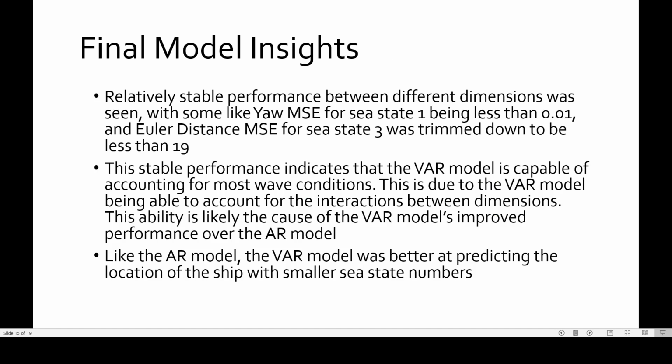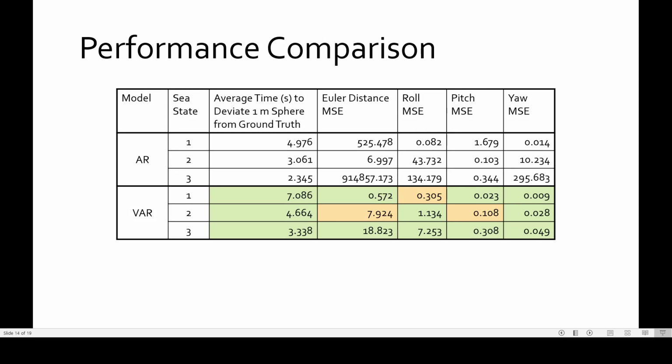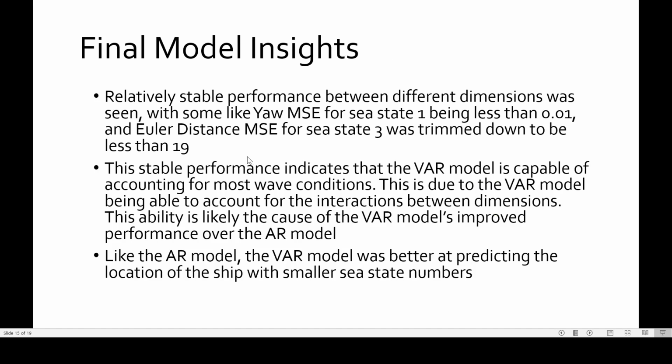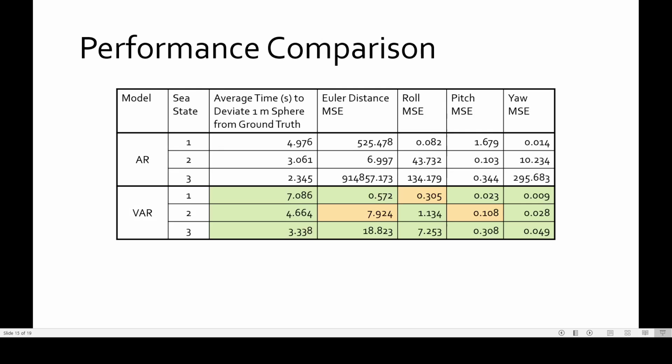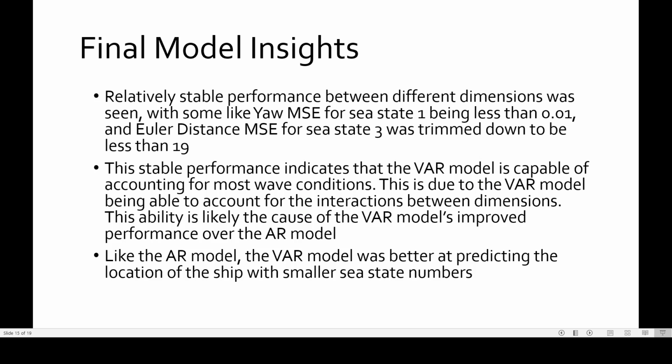Overall, we see relatively stable performance between the different dimensions, with something like the yaw MSE for C-state 1 being less than 0.01, even improving upon the incredibly small one we saw for the autoregressive model. And the Euler distance MSE for C-state 3 was trimmed down to less than 19 from that 9 times 10 to the 5th value. The stable performance indicates that the vector autoregressive model is capable of accounting for most wave conditions. This is due to the model being able to account for the interactions between dimensions, which is what we predicted previously, and this ability is likely the cause of its improved performance over the autoregressive model.